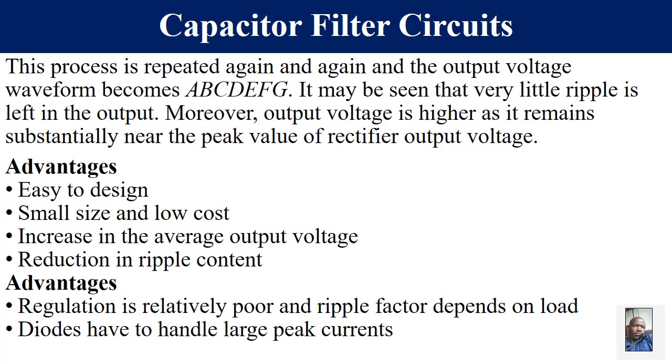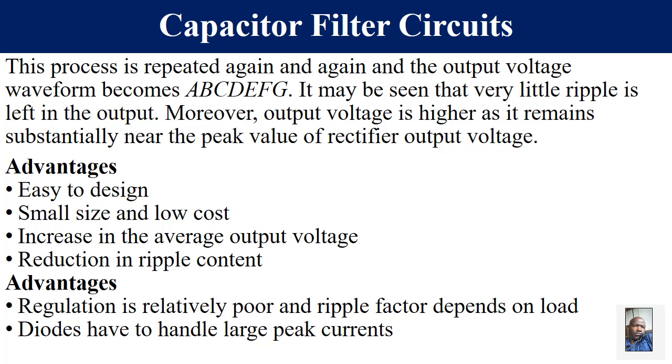Advantages and disadvantages of capacitor filter. It is easy to design the capacitors. You know, they are of small size and they cost less. Then there is an increase in the average output voltage since the voltage across the capacitor will be almost equal to the peak value. Then there is the reduction in the ripple content since the voltage is not dropping to zero as what the output of the rectifier does.